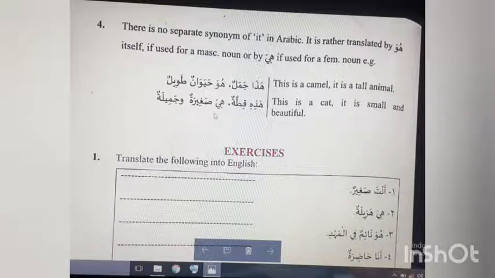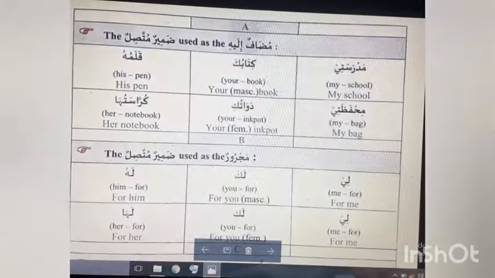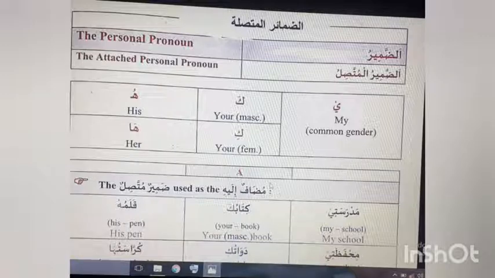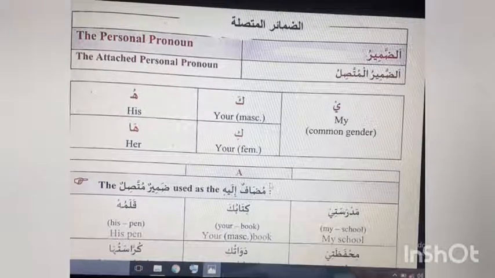So this was all about these detached pronouns. And in the next topic, we will inshallah discuss "الضمائر المتصلة", attached pronouns. We have presented some introductory points about this, and in detail we will discuss it in the next video.